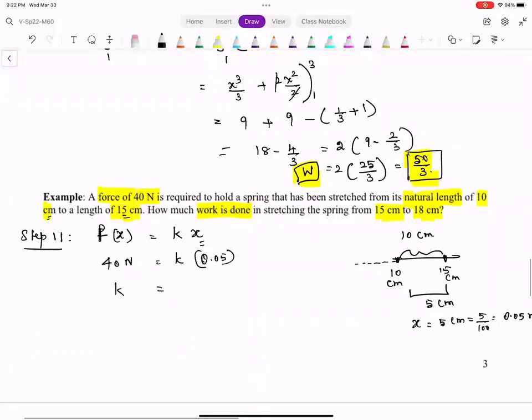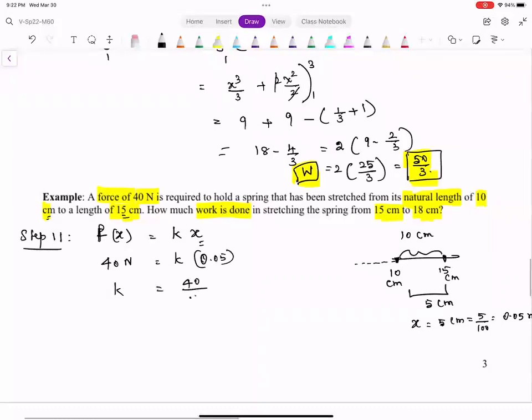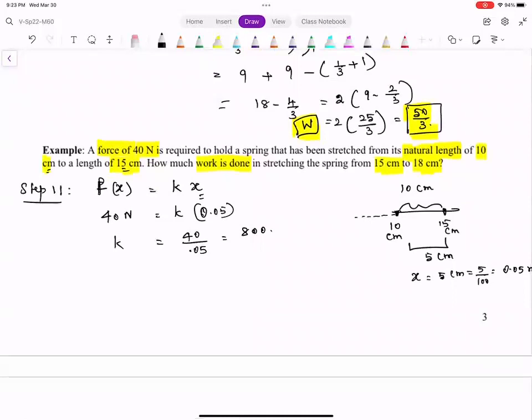So what is K equal to? 40 divided by 0.05, which will be 800. So the first part is only to find the K. Now we do the second part.